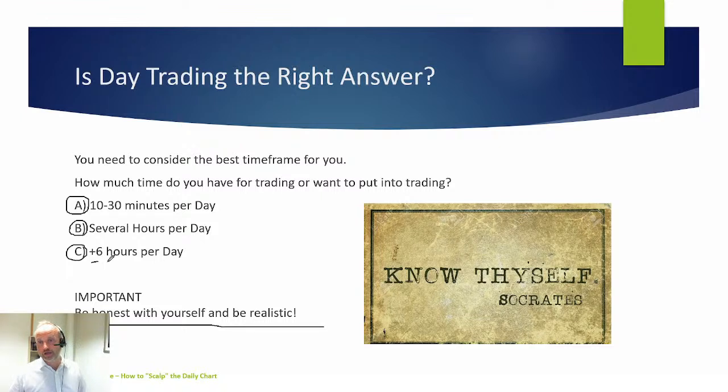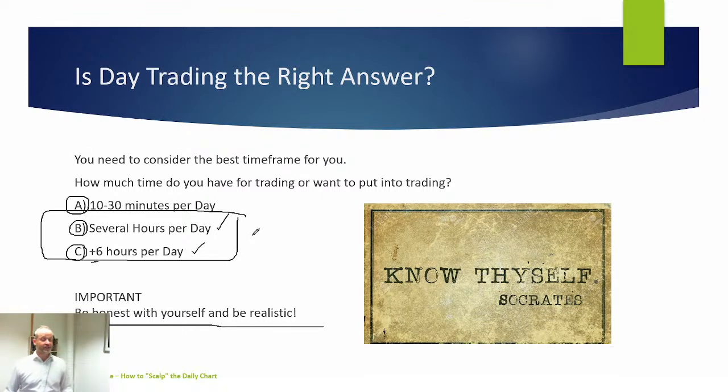Okay, so what would it be? Where would you be? A few hours a day, that's B. You could day trade on that. Six hours a day, you can day trade on that as well. These are day trading opportunity times. So you would have the time and the inclination to day trade, which is short term, being in and out of the same trade within the same day.